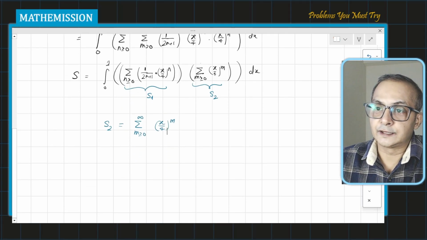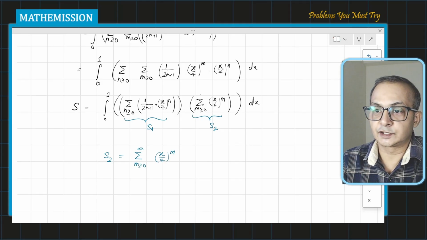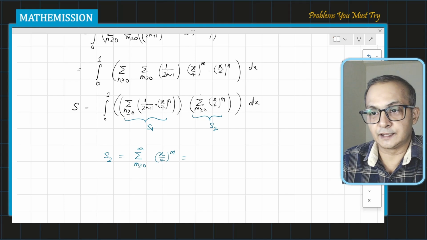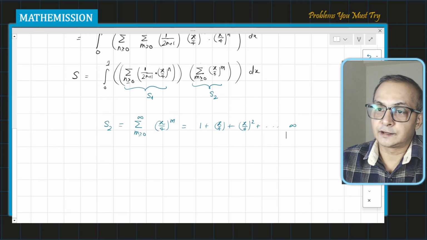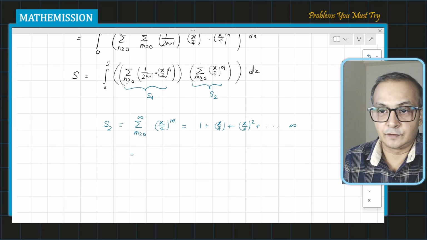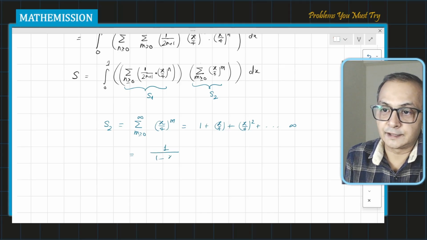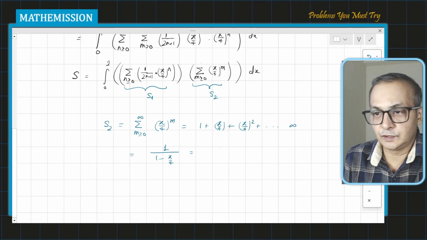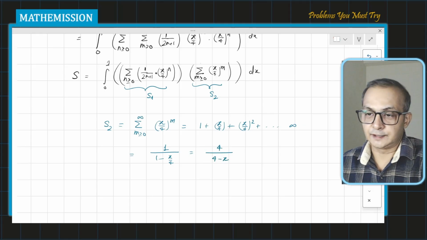So in this way, this x by 4 will always be less than 1, and this will construct an infinite GP, because you can see that this is 1, then this is x by 4, then x by 4 whole squared, then up to infinity. It is an infinite GP, so I can directly write the sum of this infinite GP of S2. That is going to be 1 by 1 minus x by 4, which can be written in a simpler way as 4 by 4 minus x.